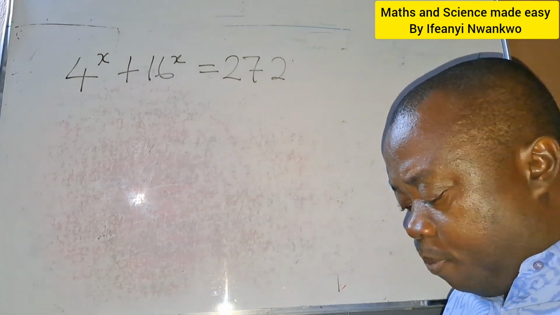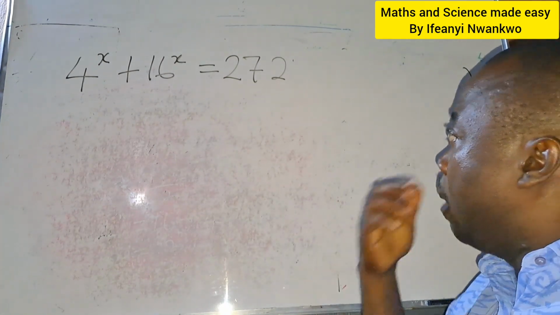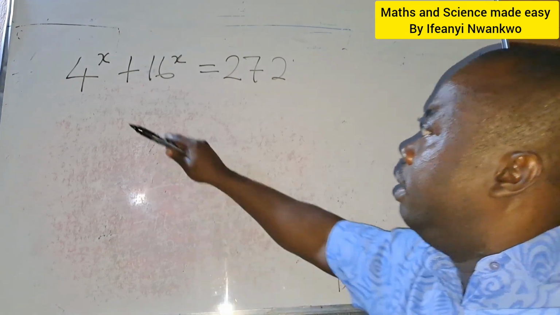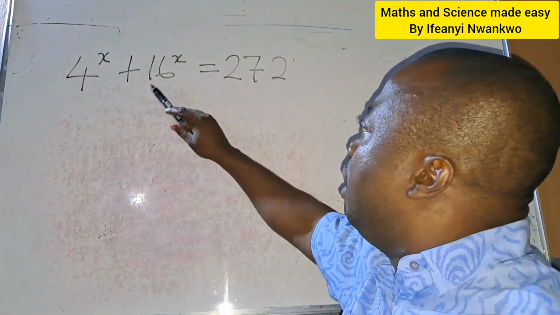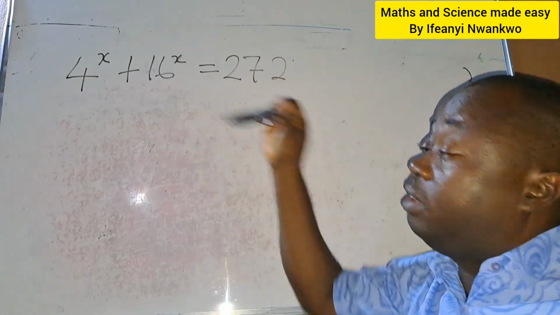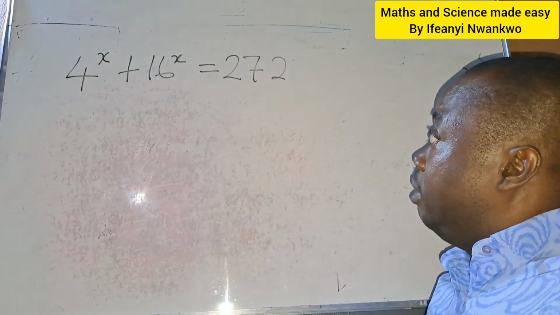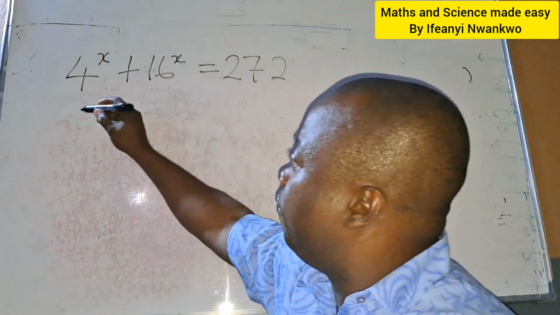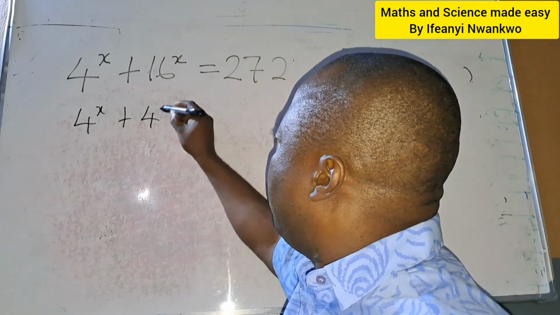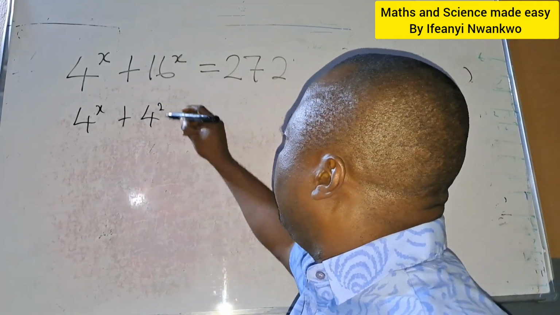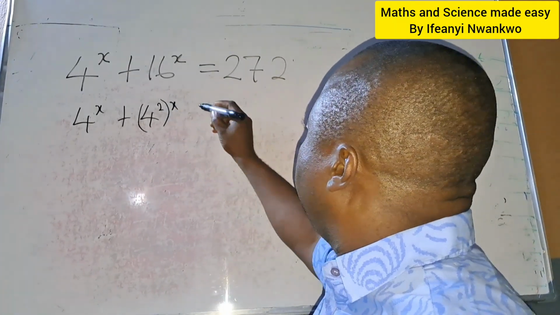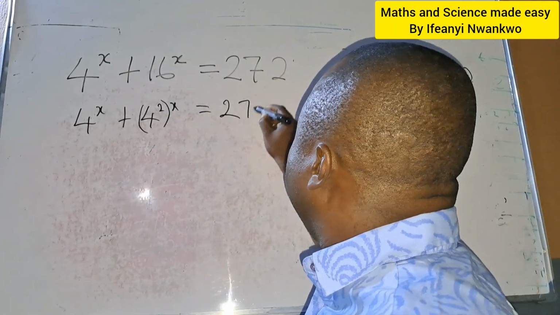Now once you have a problem like this, what you try to do is to ensure that their bases are equal. Here the base is 4, and luckily the base is 16, and 16 is expressible in terms of 4. We can express 16 in terms of 4. To do that, we will have 4 to the power x plus 4 raised to the power 2 into x, because it's 2 times x, we still get the same thing, 272.